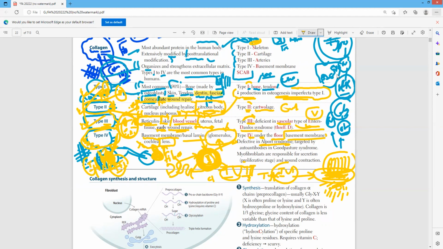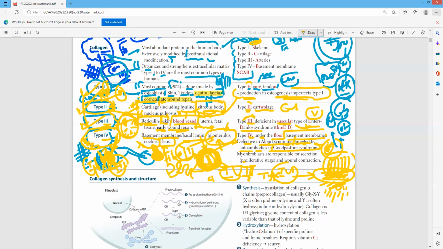I want you to associate that this is defective in Alport syndrome, but it's targeted by autoantibodies in a disease called Goodpasture syndrome, and we will see that again with renal. There will be antibody against that basement membrane collagen type 4 in the lung and in the kidney. This is very high yield, Alport syndrome and Goodpasture, but we will see it in detail in their section. So keep it in mind.